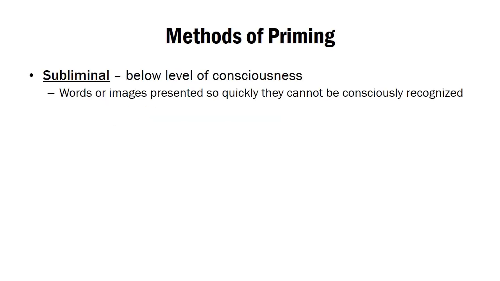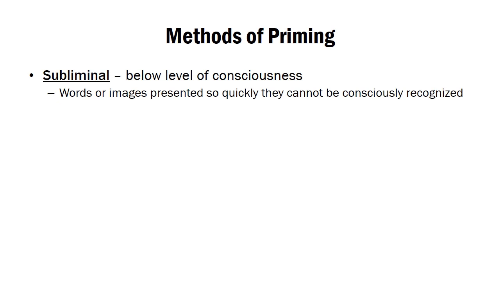Now, there are several methods of priming that we'll talk about. One is what's called subliminal priming, and this is what happens below the level of consciousness. It's possible for words or images to be presented so quickly that they cannot be consciously recognized, and yet they can make one schema more accessible than another. This is how we do it in the lab. It's unclear how much this exact process mimics real life, but it proves the point that a schema can become more accessible even when you're not aware of it happening to you.